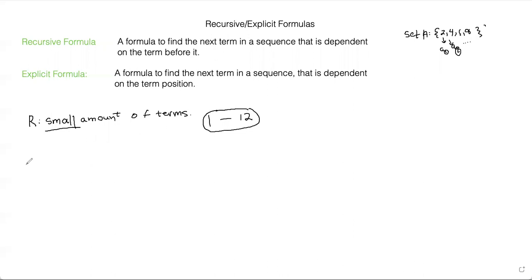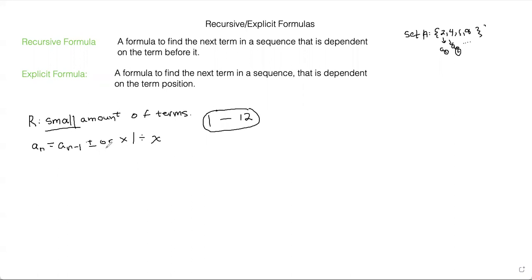Okay, so basically the basic denotation for a recursive formula would be something like a_n, or the term you want to find, is equal to a_(n-1), which is the way for denoting the term before it, plus, minus, or multiply or divide by a variable, by x maybe, or with any extra operations you want to do to the previous term, right?